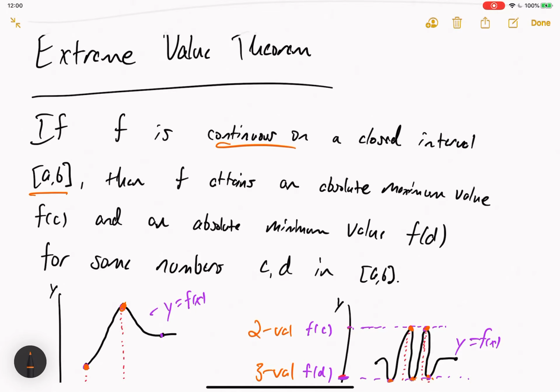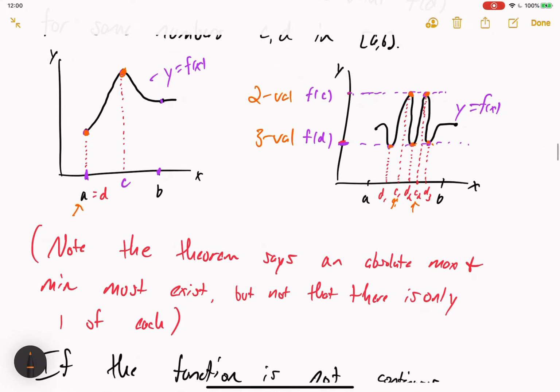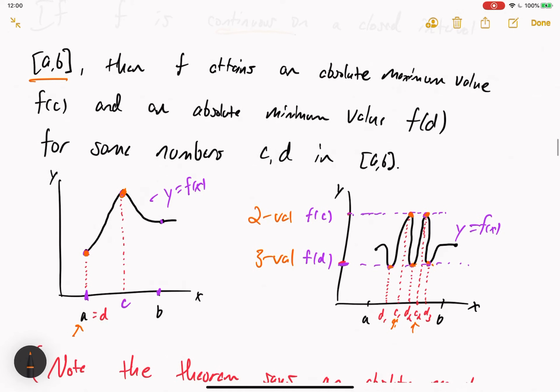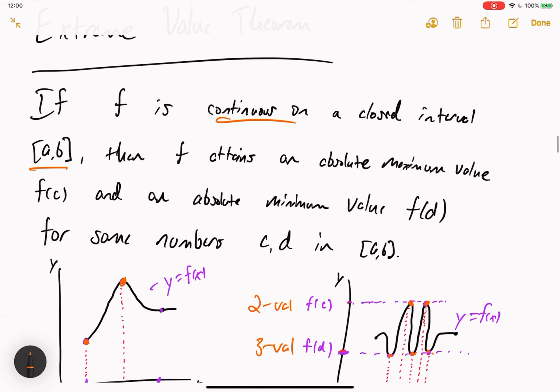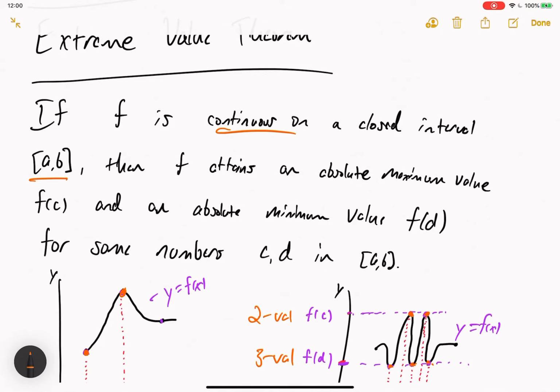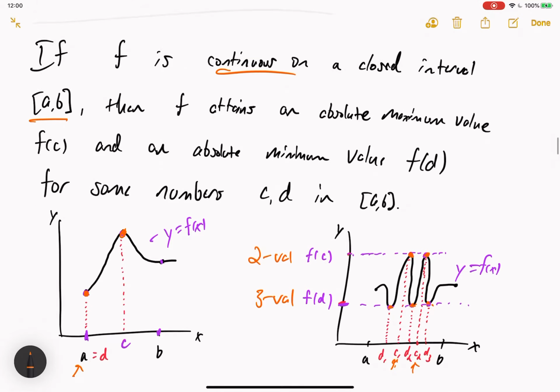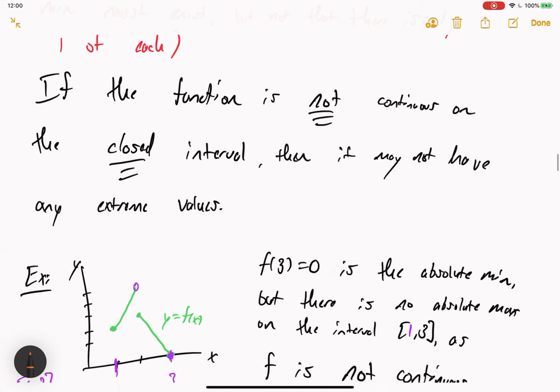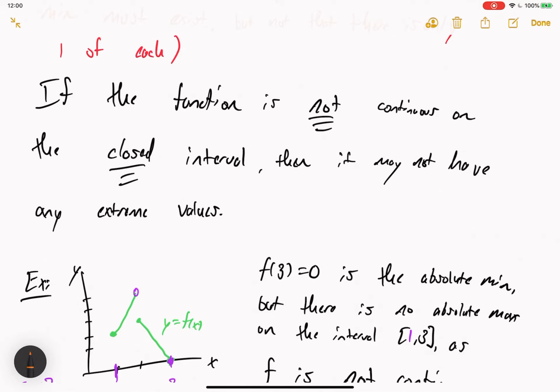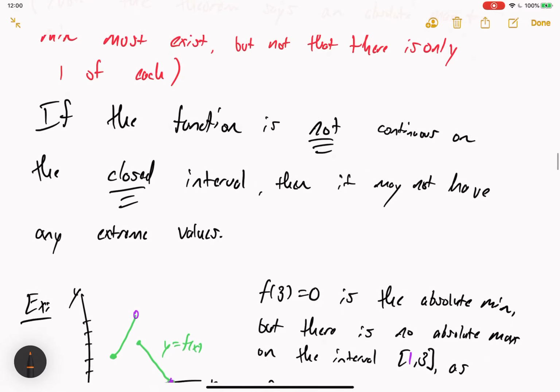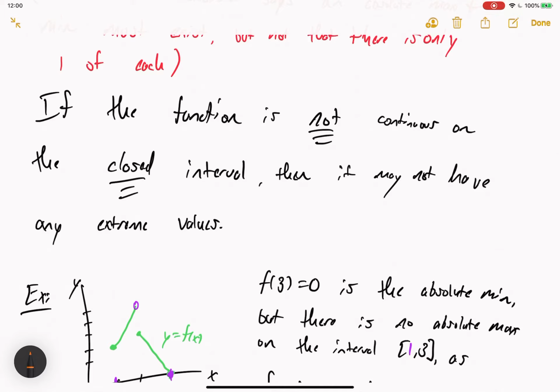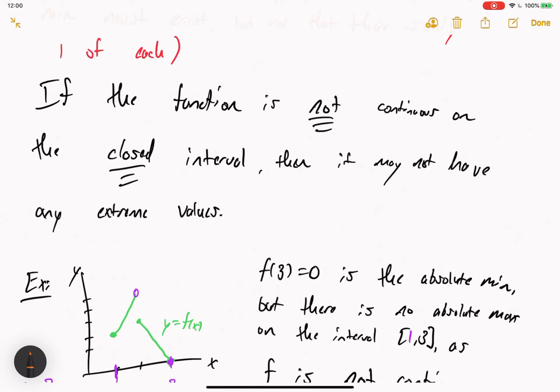There's a joke whenever we do proofs in my classes. Whenever we prove these kinds of theorems, if you want to prove something and you don't use a part of the hypothesis, you've done it wrong. So everything there is required, and there are very specific reasons why they're required. So if a function is not continuous on the closed interval [a, b], then it may not have any extreme values. And again, if it's not closed, then it might not have them either.